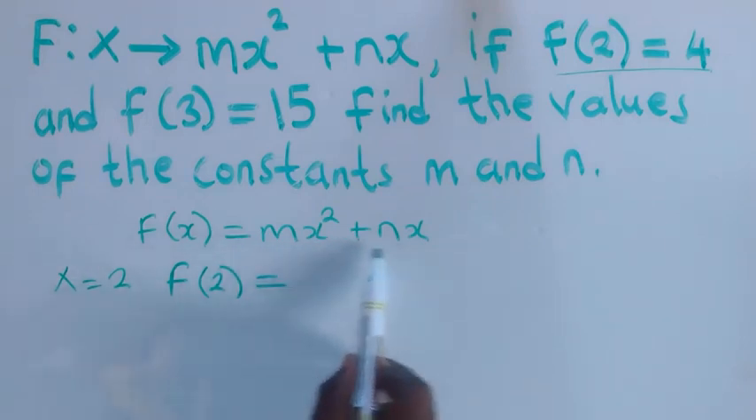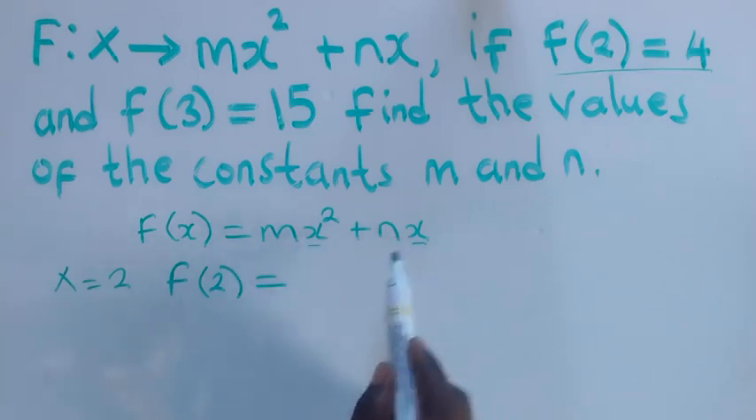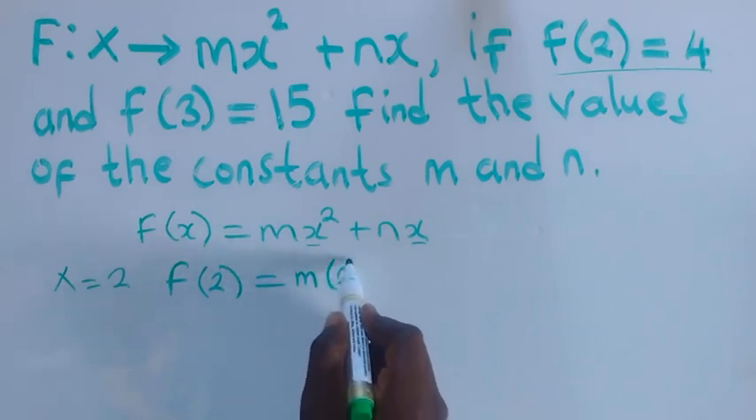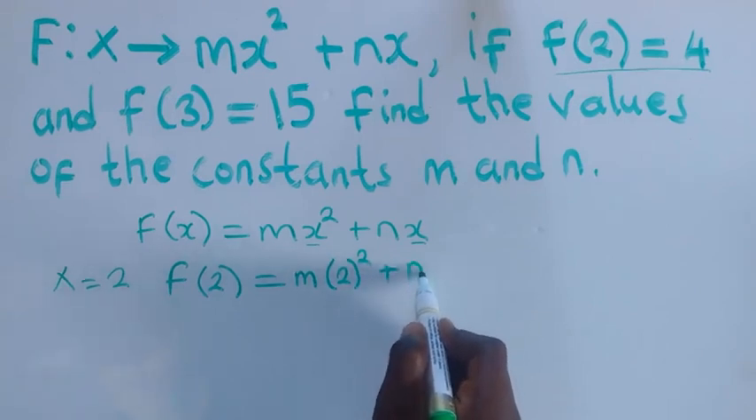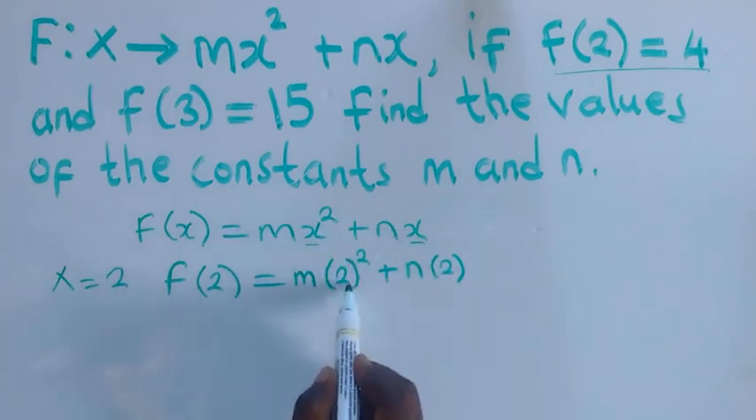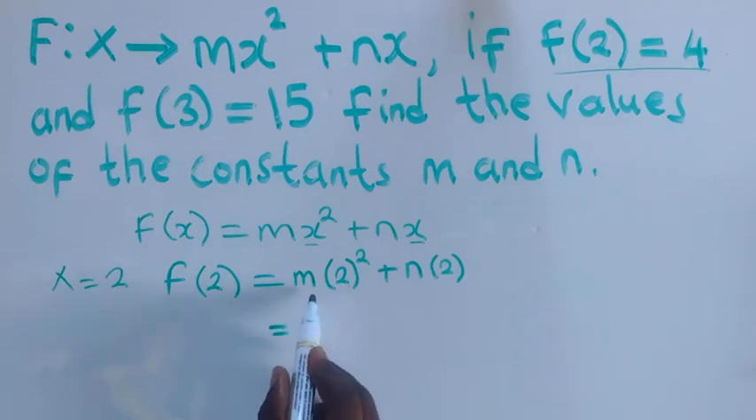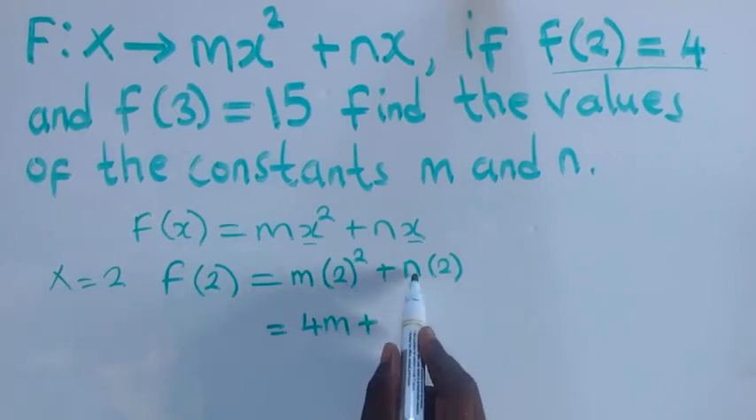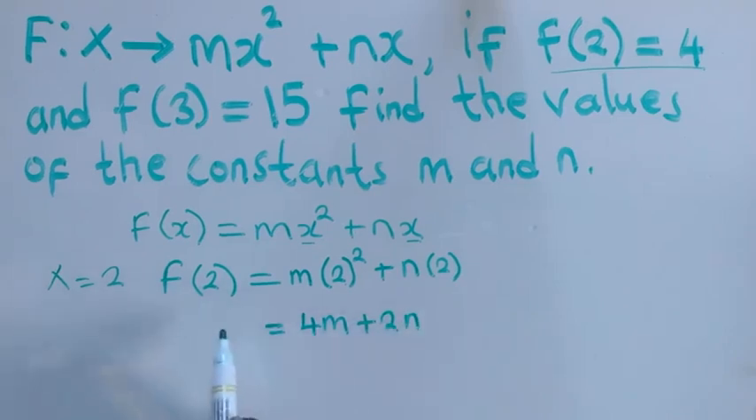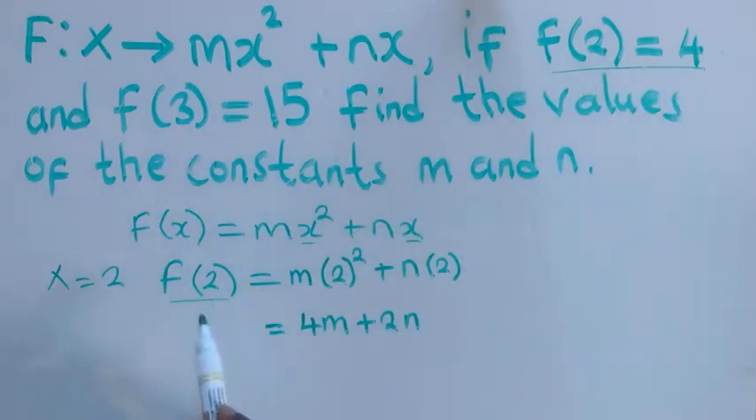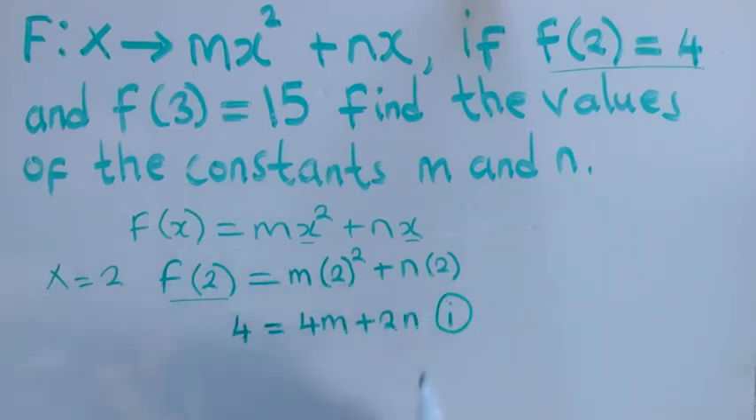Okay, so x is equal to 2. So on this function right here, where we have x, we are going to substitute a 2. So we are going to write m, then brackets, 2 squared, plus n, then 2. So I've substituted here, there is a 2, x squared meaning 2 squared. So from here we can say 2 squared is 4, so this will be 4m + 2n. Equal to, now they said f(2) is equal to 4. So here where we have f(2), we are going to substitute with a 4. So you can mark this as our equation 1.